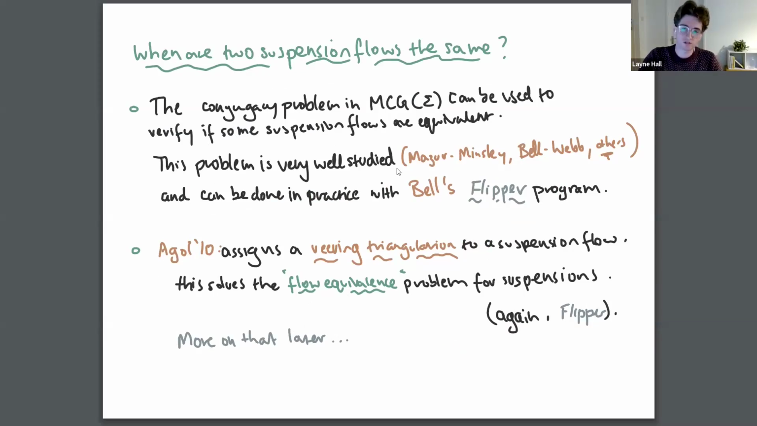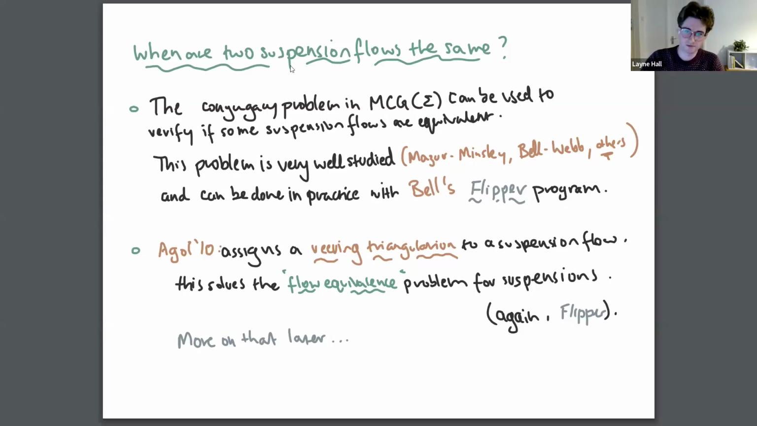And this problem is extremely well studied. So I've just listed a few citations here, Minsky, Bell, Webb, and lots of others, since I didn't want to give a dictionary. And it can be done in practice. Mark Bell has a program called Flipper, which if you haven't played with before, it's an awesome Monday evening, right? You just open up Flipper, start feeding in some mapping classes and ask it to tell you if they're conjugate, ask it to tell you if they're pseudo-Anosov. Flipper can do all these things.